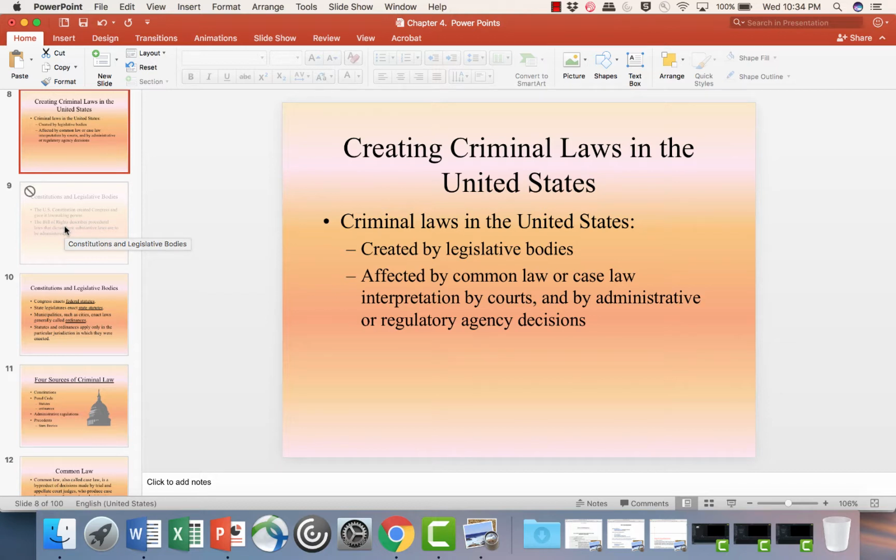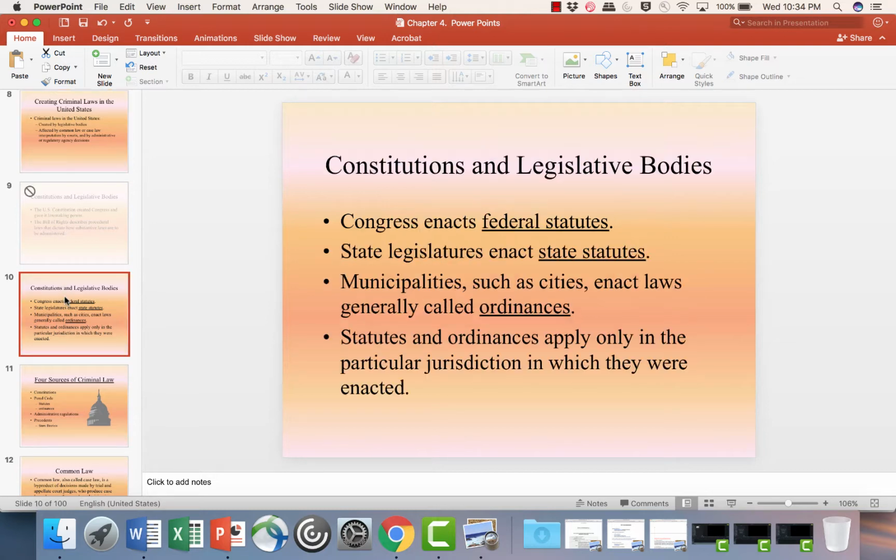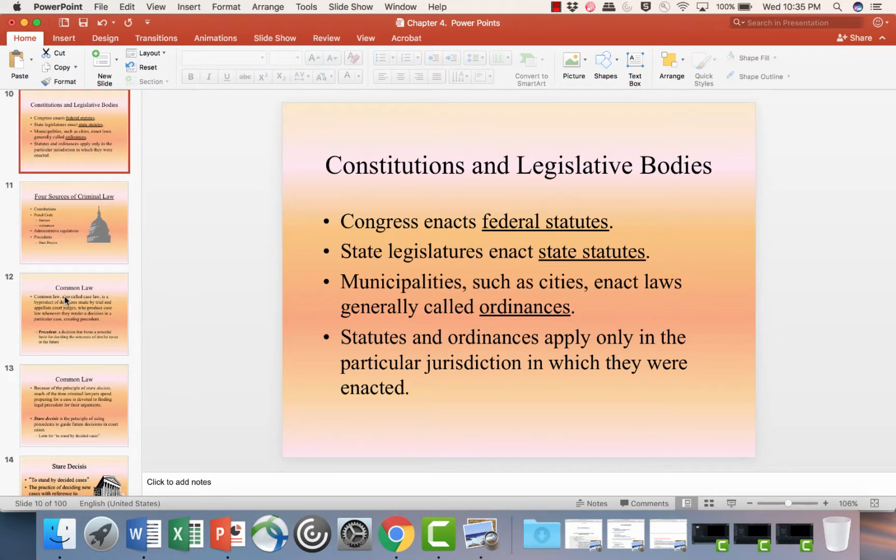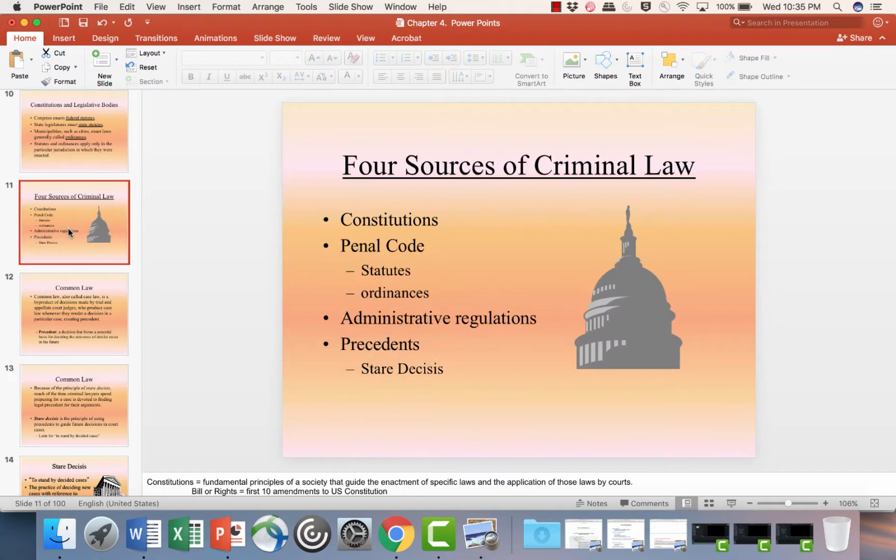When we look at creating laws in the United States, criminal laws are created by legislative bodies, they're affected by common law or case law, and then they're interpreted by courts or administrative or regulatory agency decisions. What I mean by that is that constitutions and legislative bodies, we look at Congress enacts federal statutes, state legislatures enact state statutes, municipalities such as your city enact laws that are generally called ordinances, and so at every level, from really global things down to more micro manageable types of things, we have legislative bodies for that.